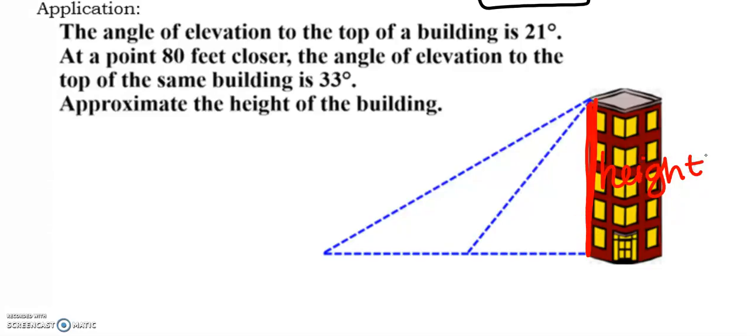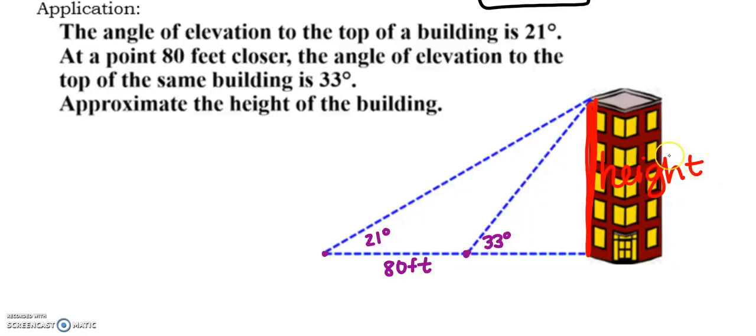right here. What I know is that when I was walking towards this building, the angle of elevation, so looking out and then up, was 21 degrees. I know that when I moved 80 feet closer, so when I walked 80 feet closer to this moment here, now when I look up, I have an angle of 33 degrees. And that's all I got. So how in the world is this going to happen?